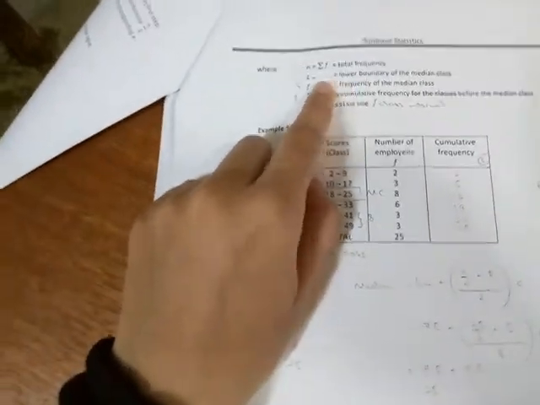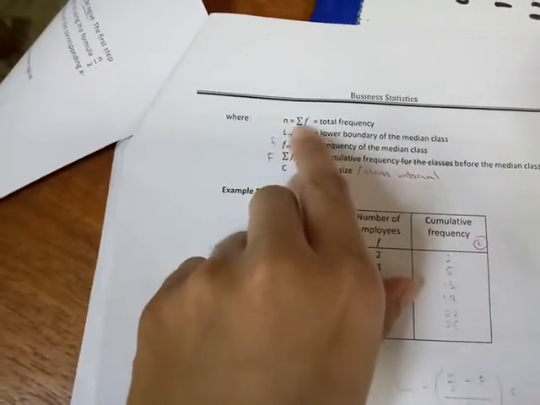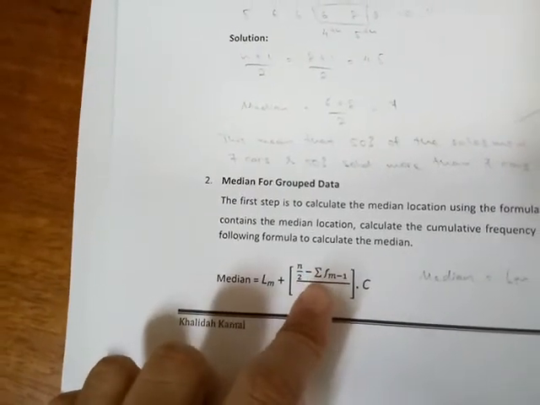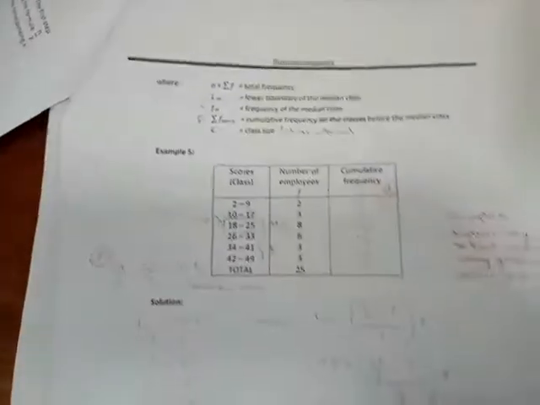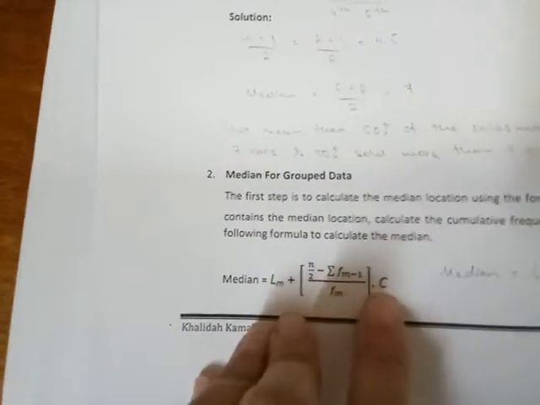Okay, kalau awak tengok pada page yang sebelah. Okay, LM is the lower boundary for the median class, and then N sama dengan total F kat sini. Okay, N ni adalah total frequency. Okay, total frequency minus dengan total F of M minus 1 ni, that means yang ni, the cumulative frequency before the median class. Okay. And then for F of M ni adalah frequency of the median class, and then C is class size dia ataupun class interval dia.